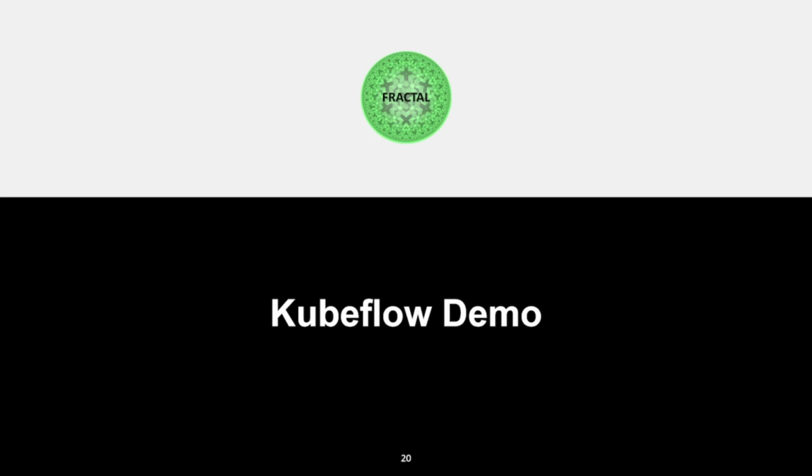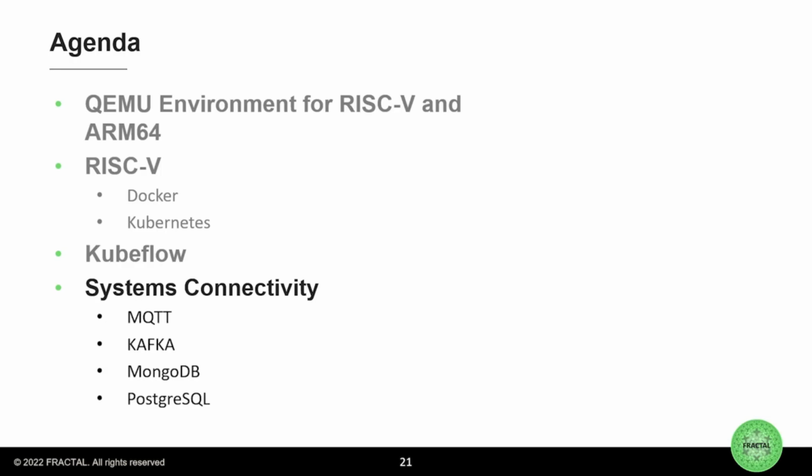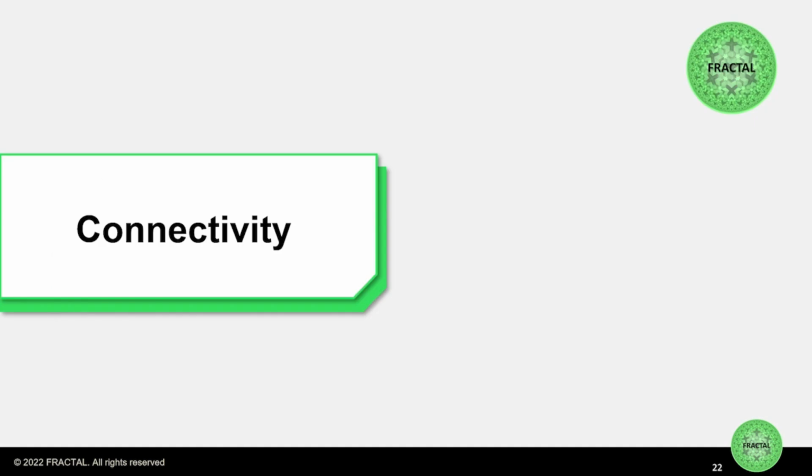Now we will cover systems connectivity. For this part, we will introduce MQTT and Kafka, and we will give an approach for connecting MQTT and Kafka to MongoDB or PostgreSQL for data preservation. Another example of system connectivity, we propose some approaches.